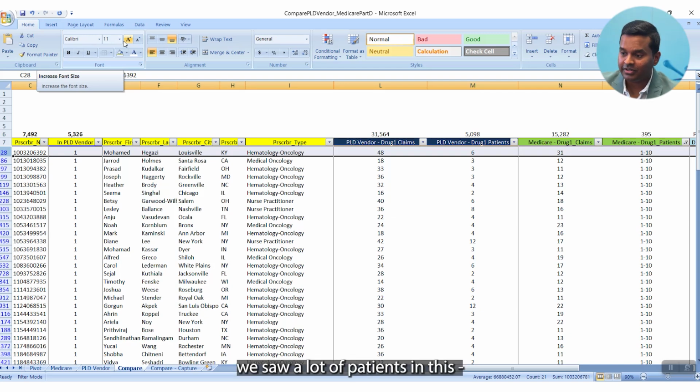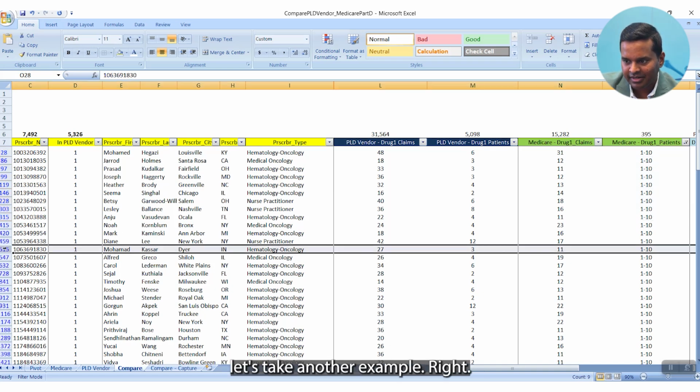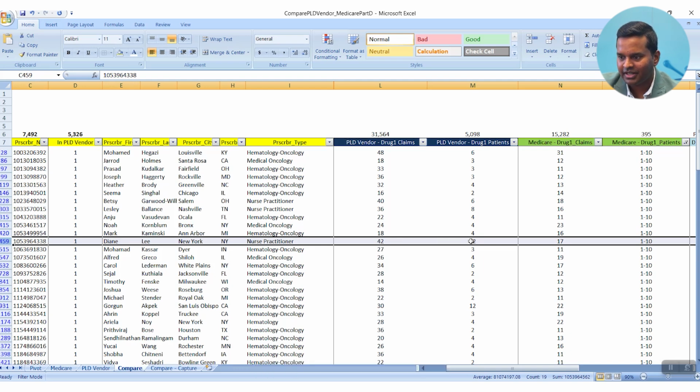Right, and that's why we saw a lot of physicians in this group of 1 to 10, which is a suppressed group, with more of these discrepancies, JP. So the claims were different. Let's take another example: Diane Lee from New York, who's a nurse practitioner. The vendor reported 42 claims with 12 patients, but the actuality was 17 claims, which was under the 11 threshold for the patient count.